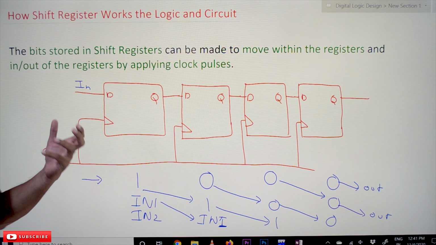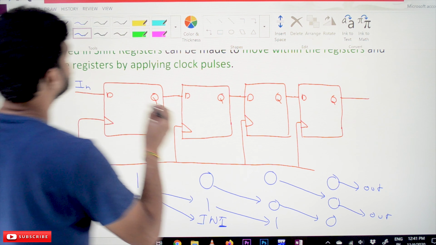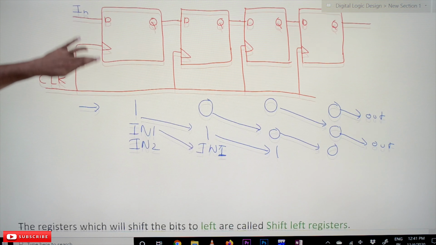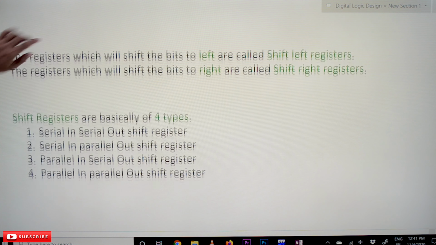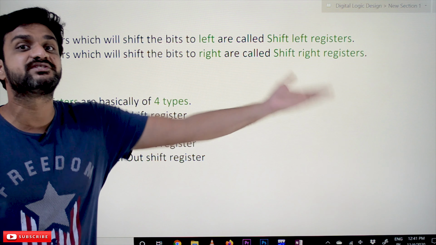There are different types of shift registers available. On what factors are those different types of shift registers available? First try to understand what the different types are. The registers which shift the bits to the left are called shift left registers.